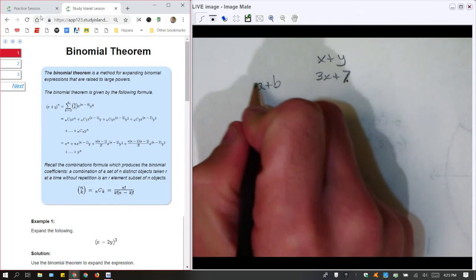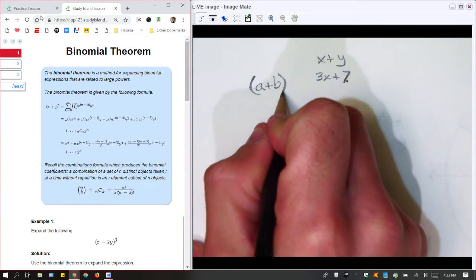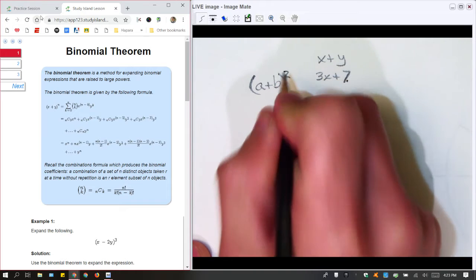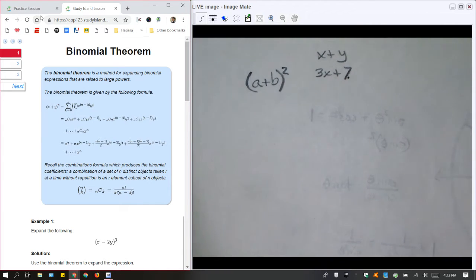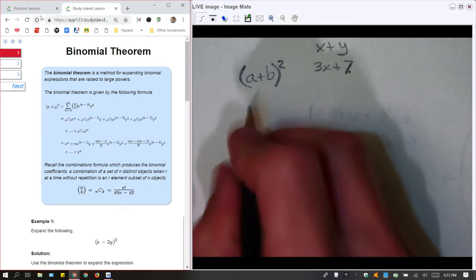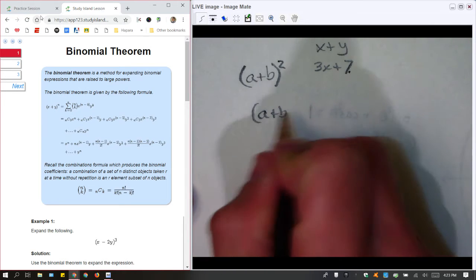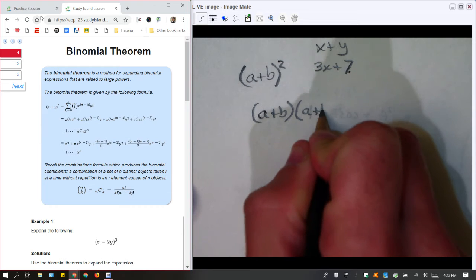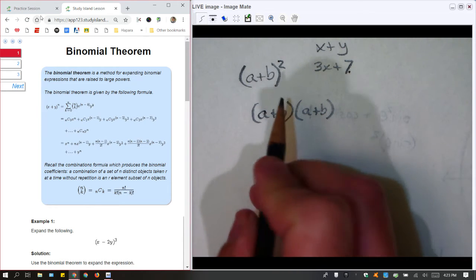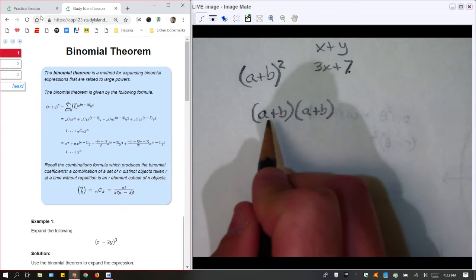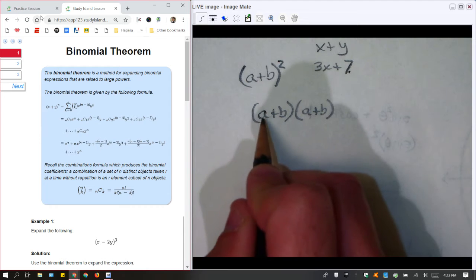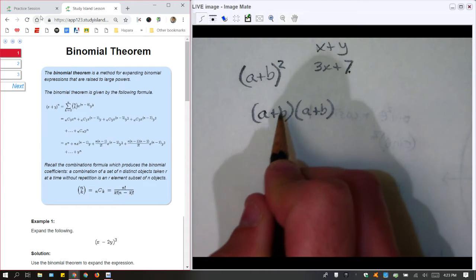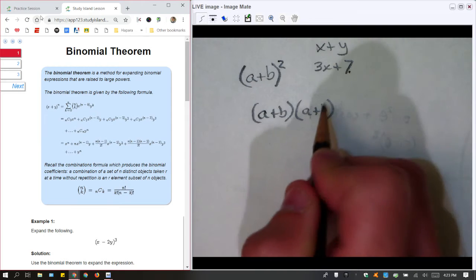So let's take a simple binomial like a plus b, and let's multiply it by itself once. Let's square it. If you have a plus b squared, what that turns out to be is a plus b times a plus b. So let's write that out for a moment. If I'm multiplying one binomial by another, I'm multiplying each term in the first binomial by each term in the other binomial. In other words, I have to do a times a, then a times b, b times a, and b times b. So what does that look like when we multiply it out?